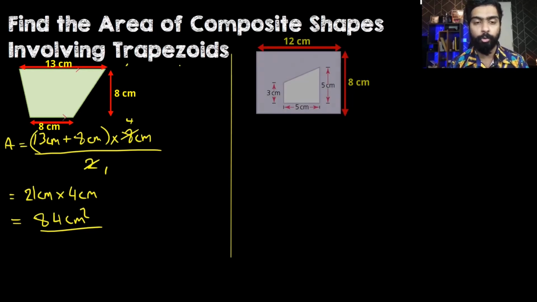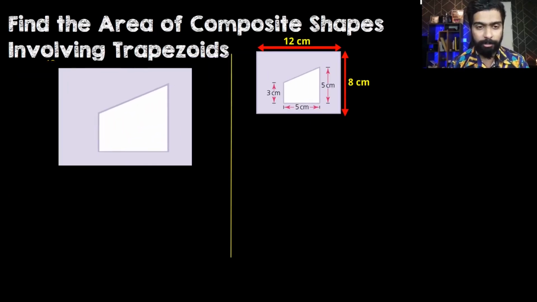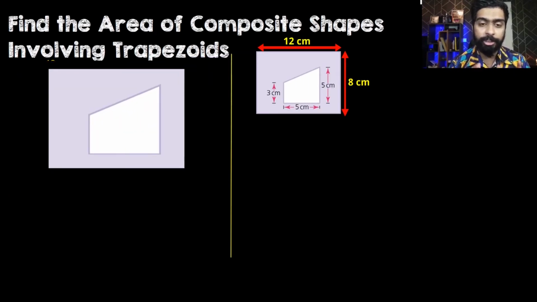Now let's go to question number 2. Now in question number 2, guys, they're telling us to calculate the shaded area of the shape. So first of all, let's write down how we can find it.